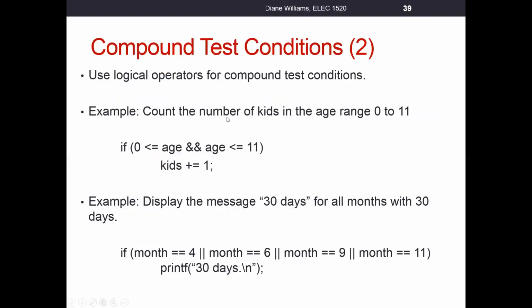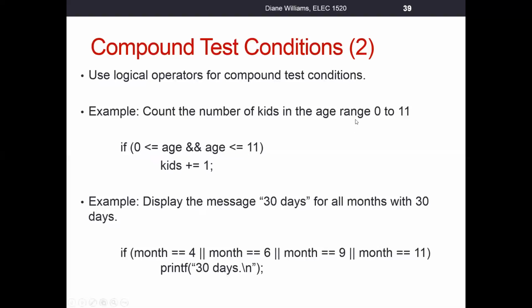Right. Now let's take a look at this. What if we want to count the number of kids in the age range 0 to 11? Well, all we know to do is go through and check, because we have a range with two ends. So we can say if 0 is less than or equal to age, and age is less than or equal to 11, we know that it's true, they're in the range of 0 to 11, right? And then we're going to add 1 to our count of kids. So that lets us test a range of numbers.